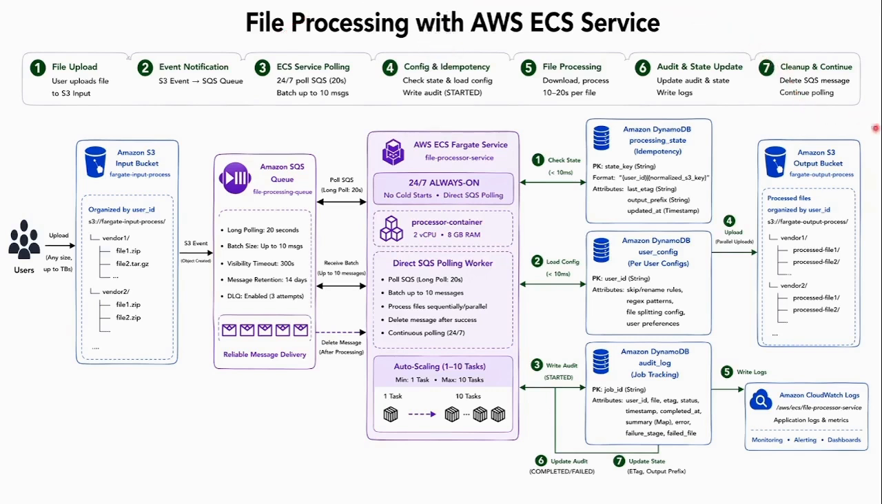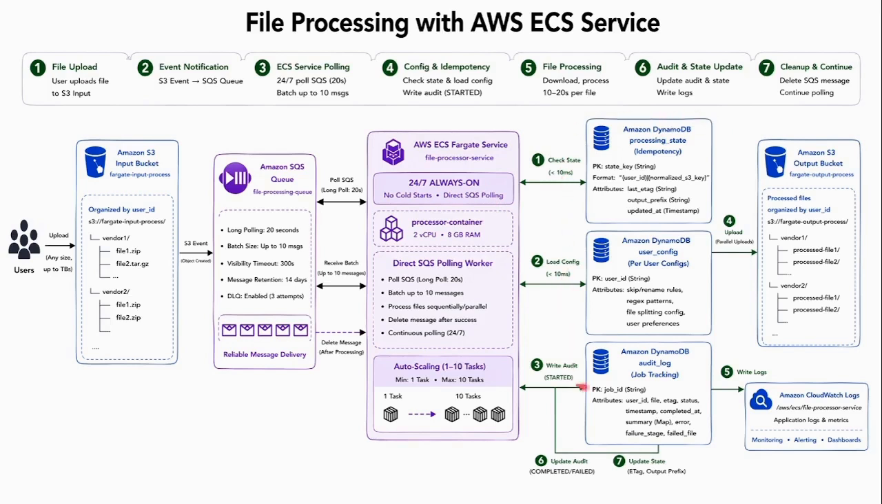So this is the entire flow of the architecture. Here, similarly, the user will input the files in the S3 bucket into their respective folders. Once the file arrives, the S3 notification will go to the SQS. The SQS is for storing the message. As the Fargate service is running 24/7, it will always poll the SQS. So once the message arrives, the processing of the message starts.